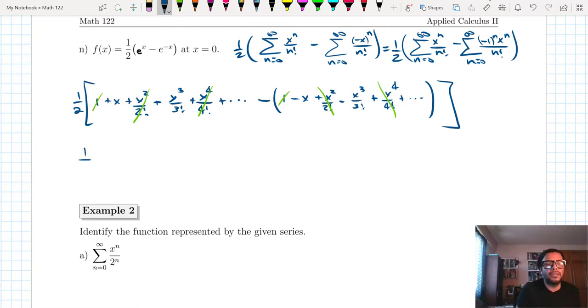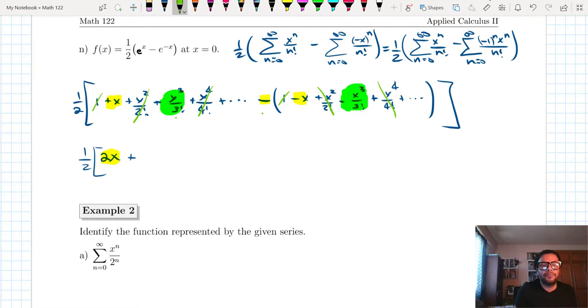This will leave us with 1/2 times x plus, well, actually in this case, let me highlight this, x minus negative x, that'll be plus x, which will give us 2x. And then x cubed over 3 factorial minus negative x cubed over 3 factorial would give us 2 of them. I'm going to highlight those with green so you can see how I am adding them.